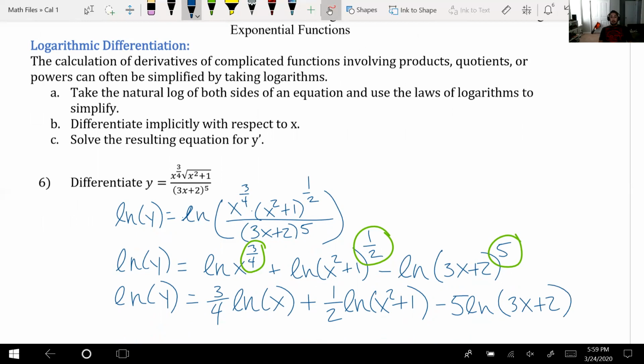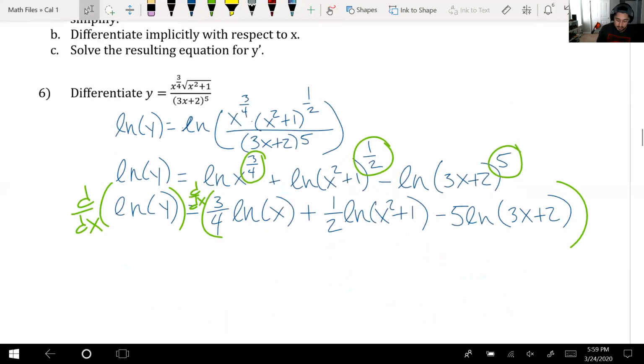Okay. Now we are ready for the derivative. We're ready for the derivative. So what I'm going to do is just say d over dx of the natural log of y and d over dx of everything on the right side.